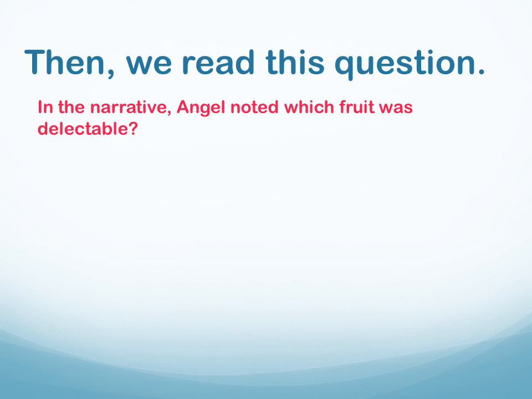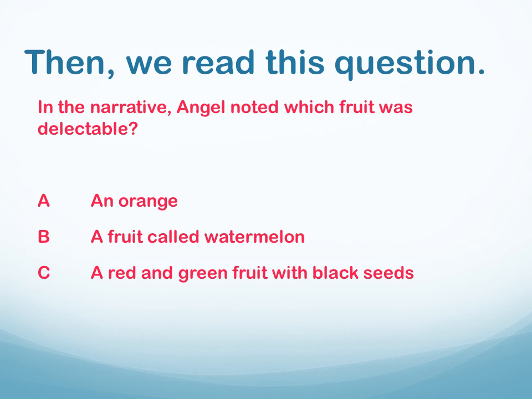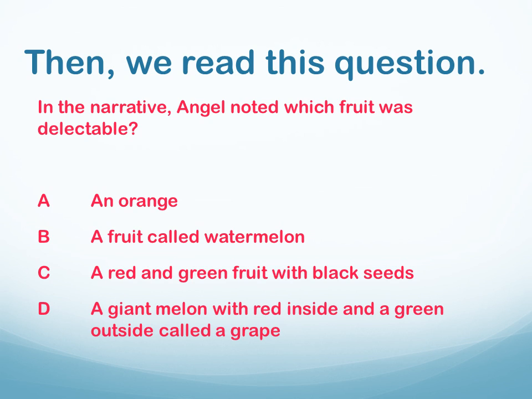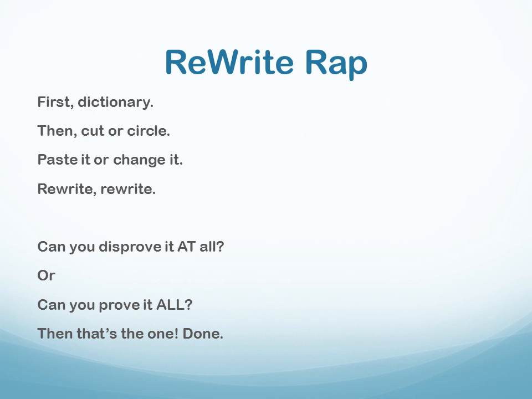In the narrative, Angel noted which fruit was delectable. Answer A, an orange. B, a fruit called watermelon. C, a red and green fruit with black seeds. Or D, a giant melon with a red inside and a green outside called a grape.